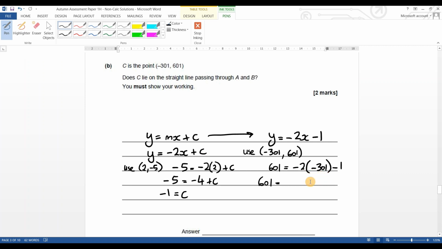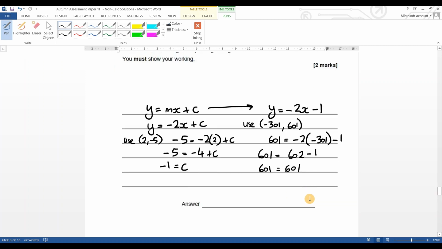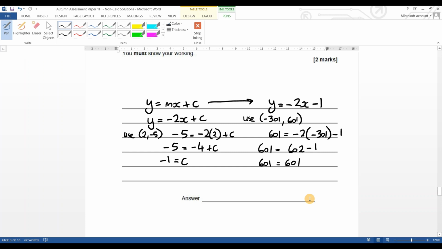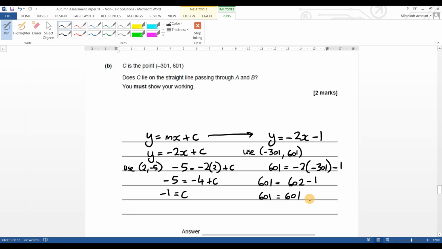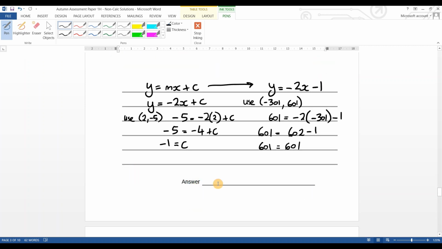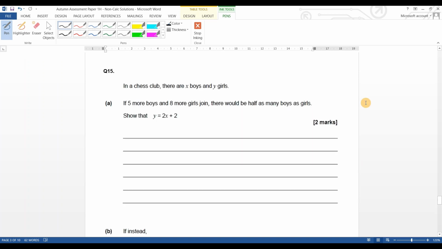Minus 2 times this gives you positive, definitely positive, 602 minus 1. So yeah, 601 is equal to 601. It does. So it does satisfy this line, so definitely. Does C lie on the straight line passing A and B? Yes, it does. Question 15.